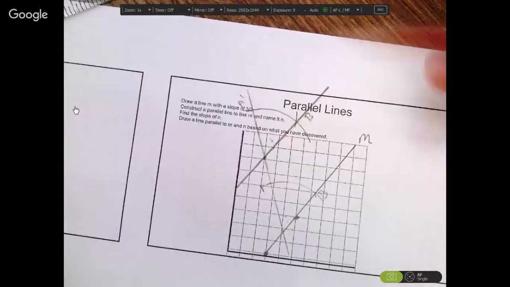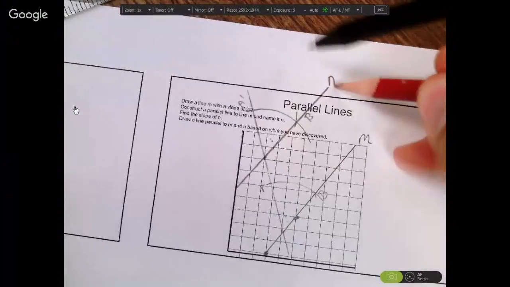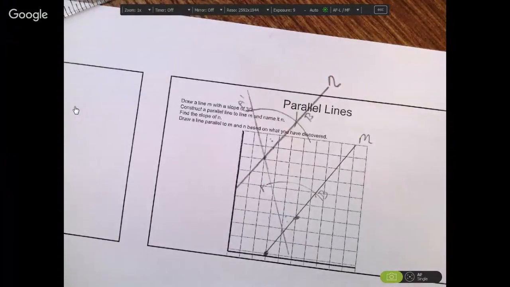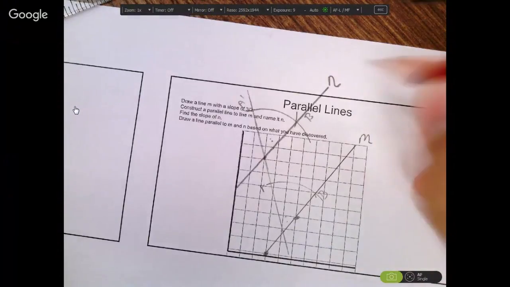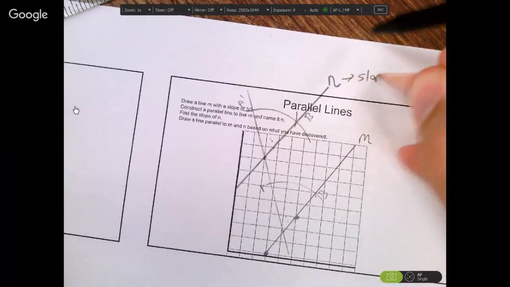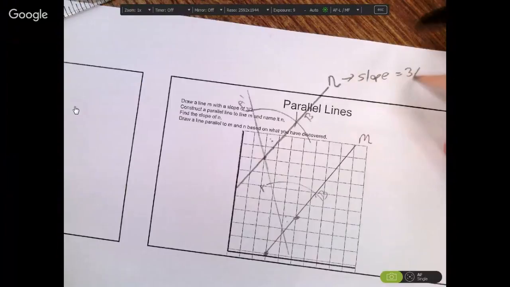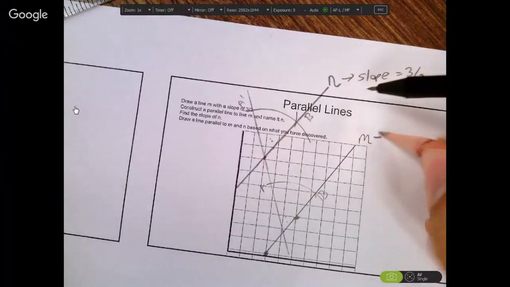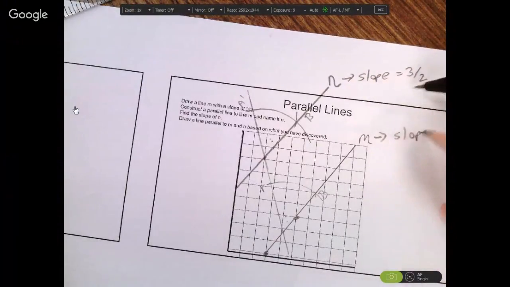Then it says in the directions, and that point there, that line is N. And then it says find the slope of N. And if I did a good job, then my slope of N is what? So my slope is 3/2. And on this one, my slope was what? 3/2. And then it says draw a line parallel to M and N based on what you discovered.